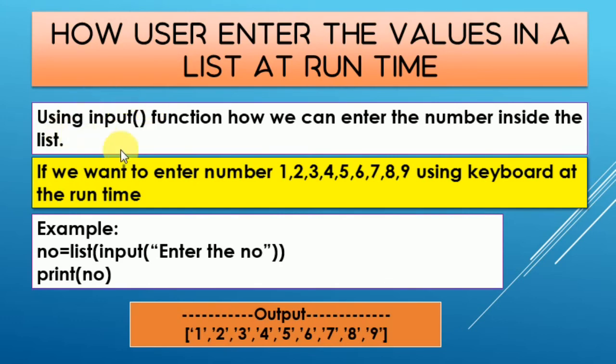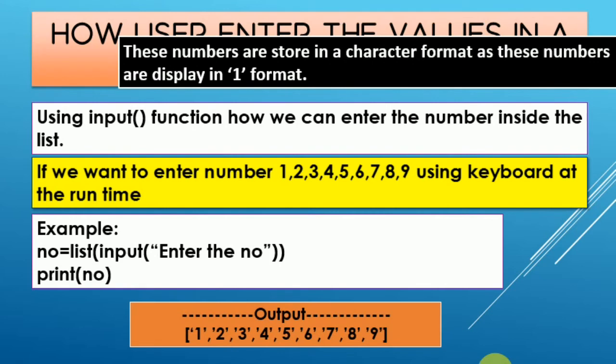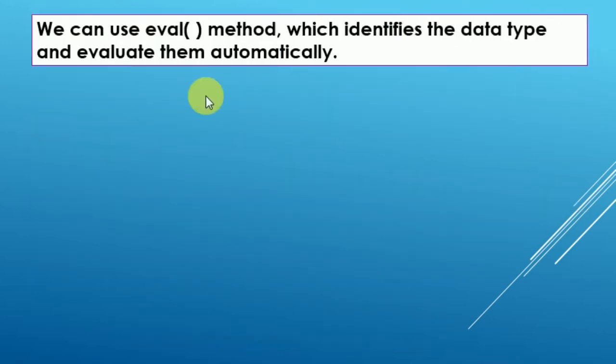So there are two things, one is eval and one is int, that convert the string value to an integer. In this case we need to convert these numbers, which are stored in a list, into integer form. So how is it going to happen? How do we remove those quotes and change that? For that we have to use this function, that is eval. This method is used to identify the data type and evaluate them automatically.